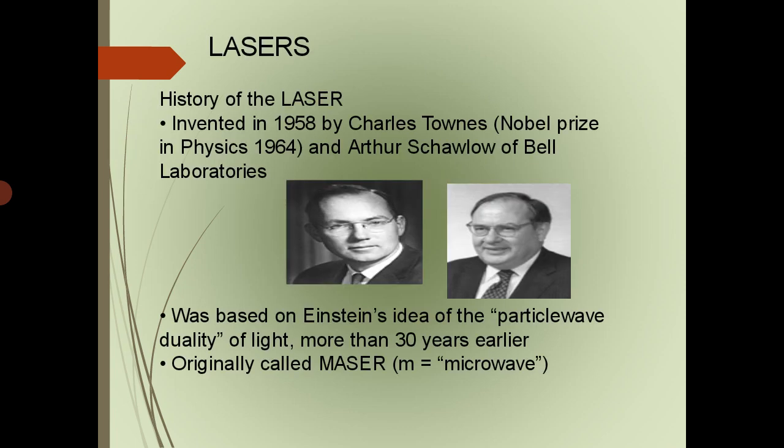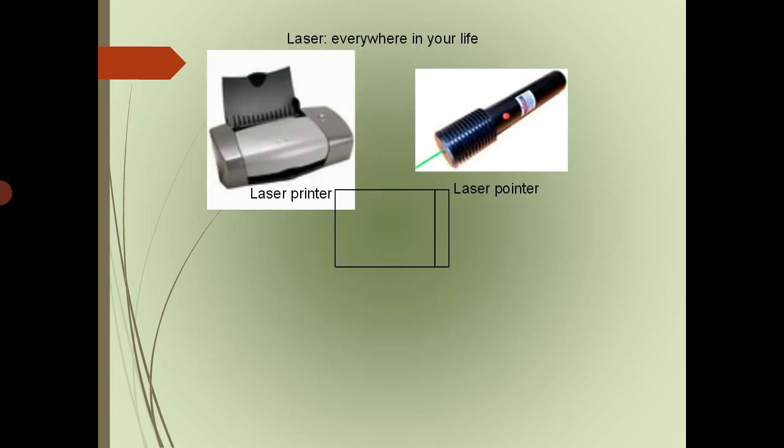History of lasers. The laser was invented in 1958 by Charles Townes, Nobel Prize in Physics 1964, and Arthur Schawlow of Bell Laboratories. It was based on Einstein's idea of the particle-wave duality of light from more than 30 years earlier, and was originally called the maser, where M means microwave. You can hear this word laser in day-to-day life, like laser printer, laser pointer, laser operations.